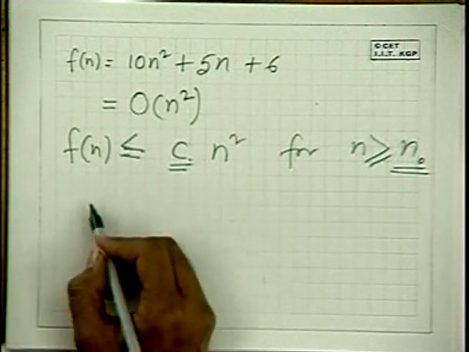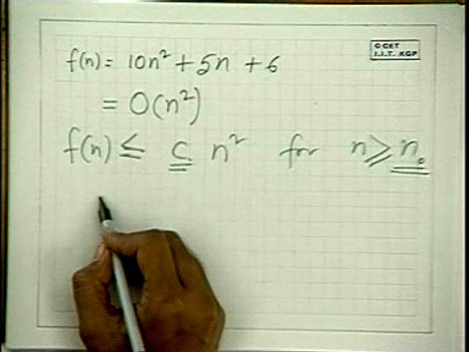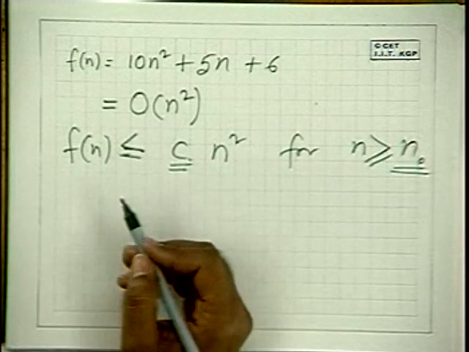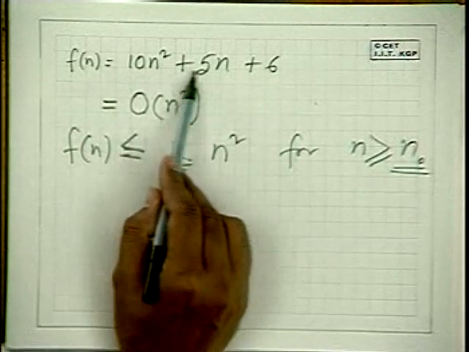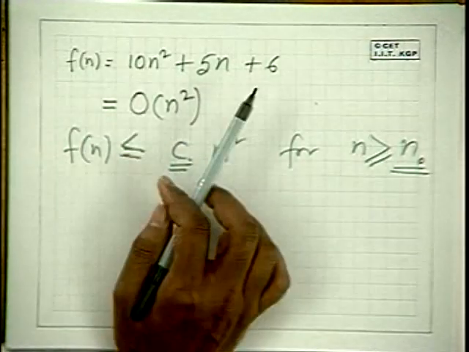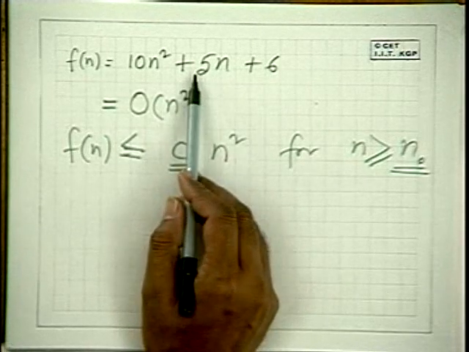So what should be the answer? What is c? 11. Probably 11 is fine. Or the safest one is replace each one of this, take it as 10n square. But 5n you replace it as 5n square, because 5n is always less than equal to 5n square for n say greater than equal to 100. Okay. 6 also replace with 6n square. I am being very pessimistic, but it's fine.